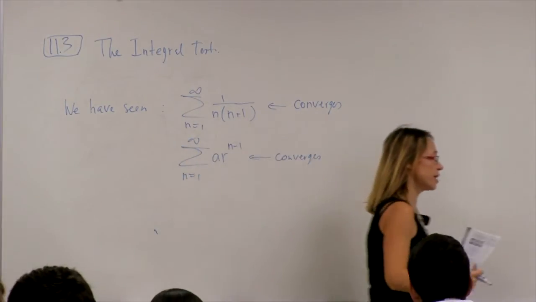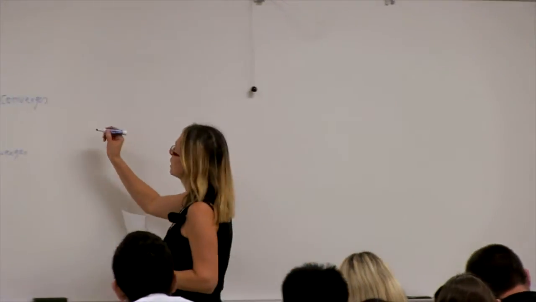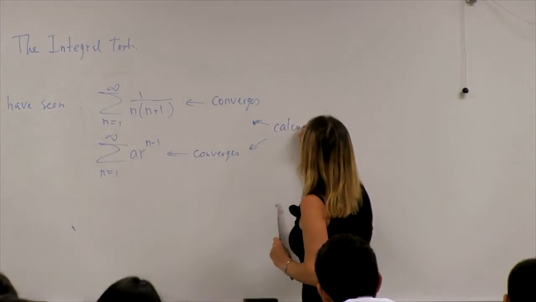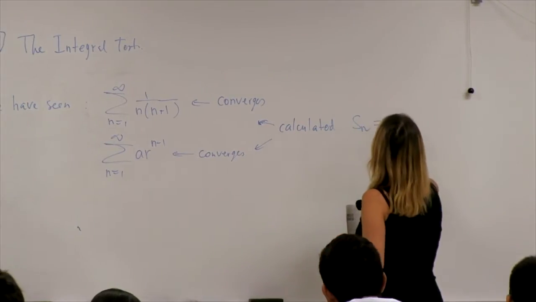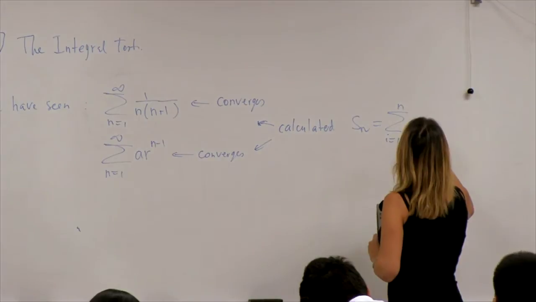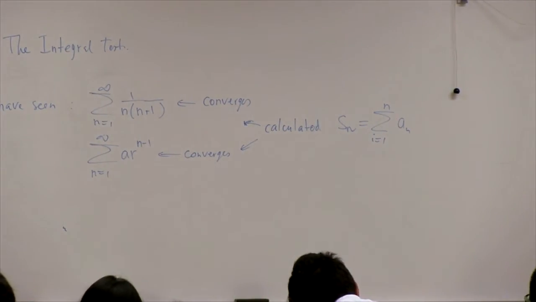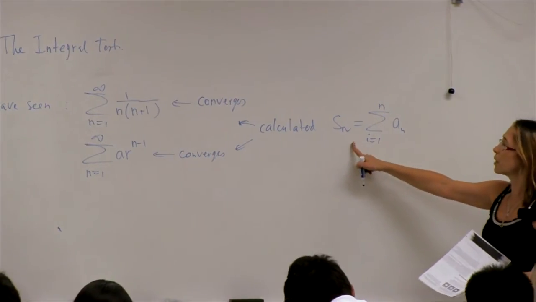The reason we were able to establish the fact of convergence was that for both of these, we calculated the partial sum Sn, the sum from 1 to n of an. We derived the formula for that, and then we took the limit. If the limit is finite, it converges. If it's infinite, then it doesn't. Okay? So we were able to do this.